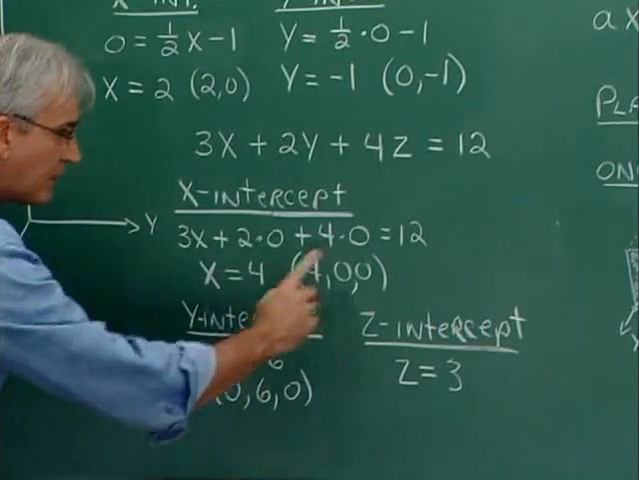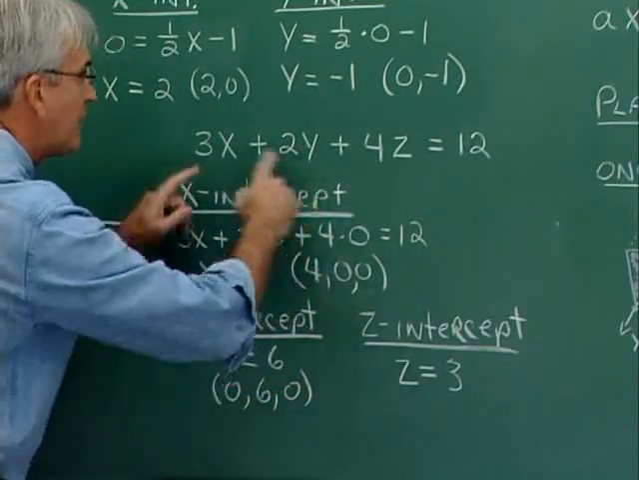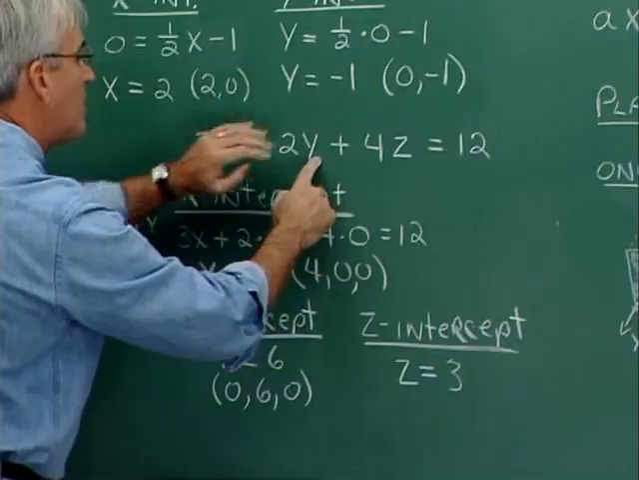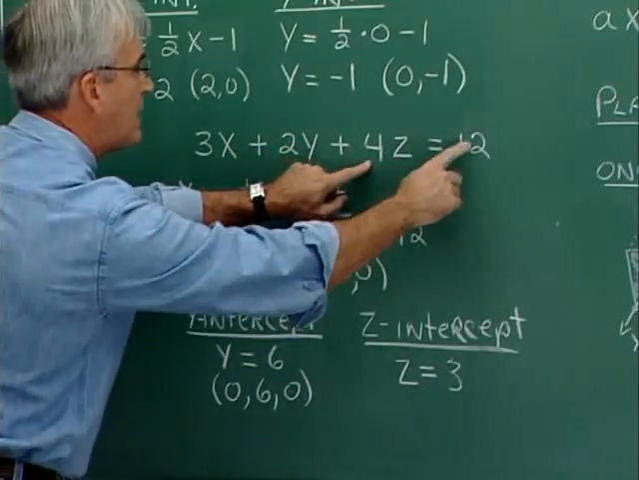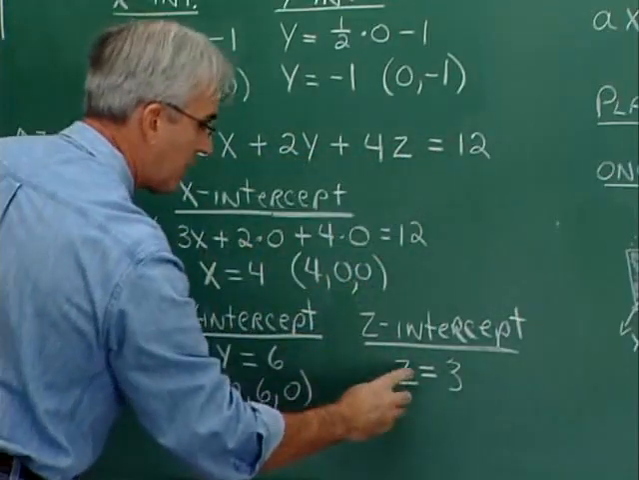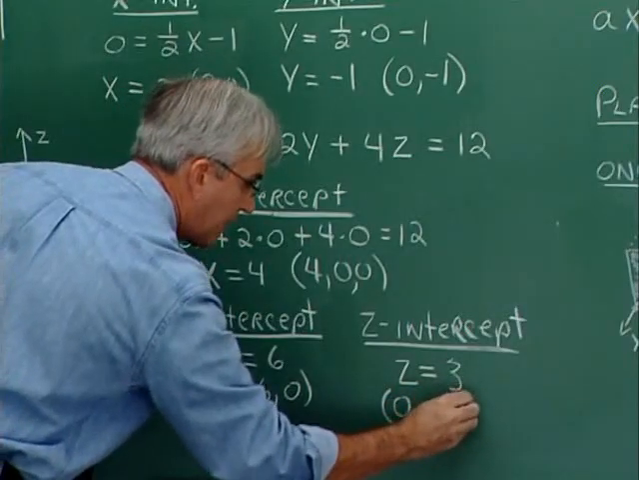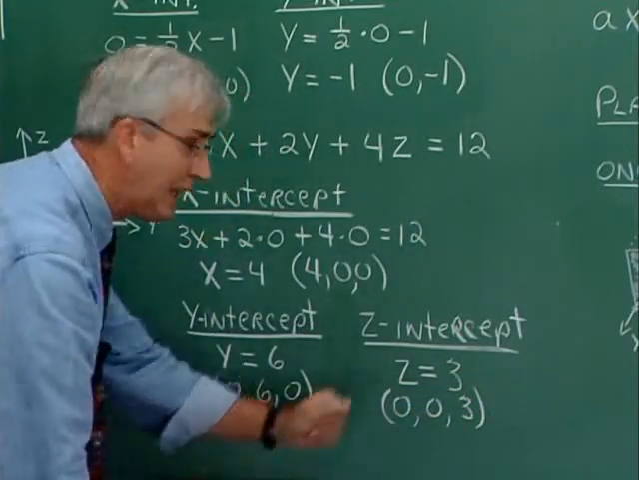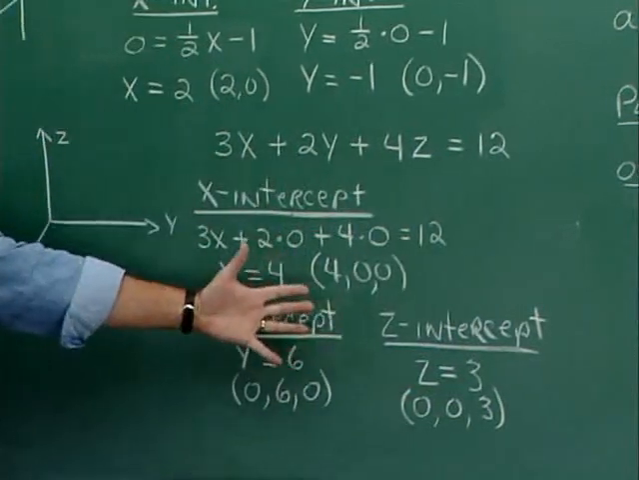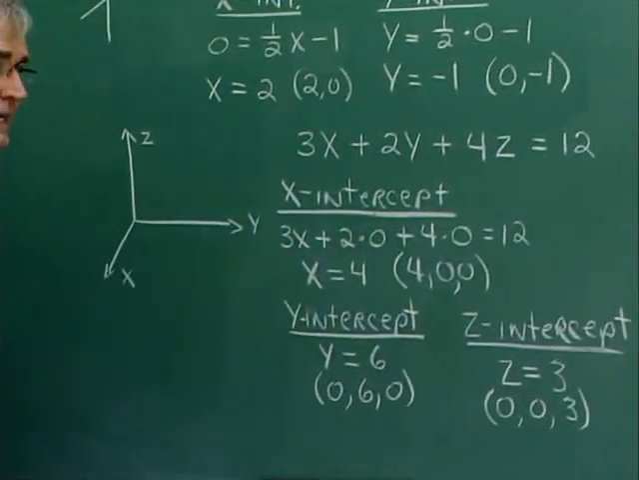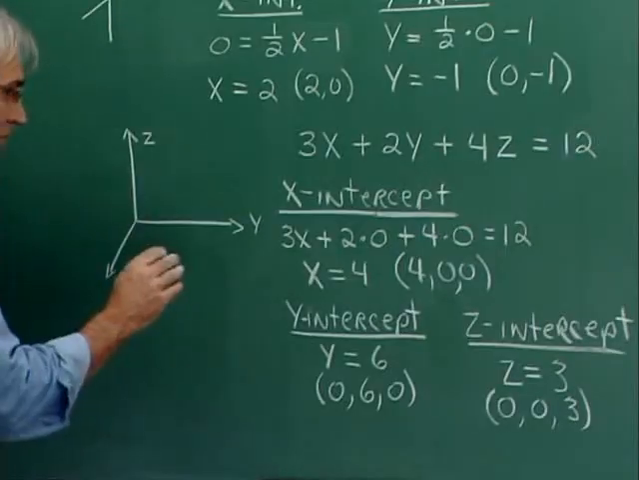Okay, and now for the z-intercept, same idea. For the z-intercept, let x and y become 0. They go out, 4z is equal to 12, so z is equal to 3, and the coordinates would be 0, 0, 3. Now, let's plot these intercepts on our 3D coordinate system.